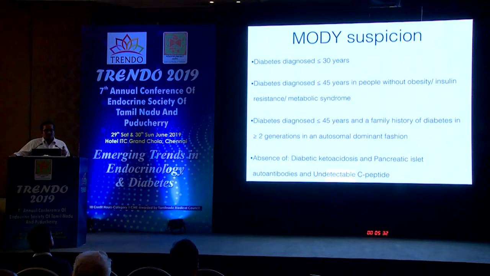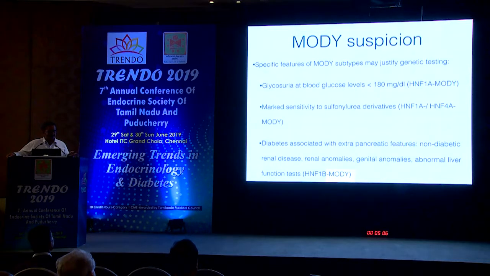So you suspect monogenic diabetes if you have any of these 3 important conditions. If the diabetes is diagnosed at less than 30 years, or at less than 45 if you don't have any evidence of obesity, insulin resistance or metabolic syndrome phenotype, or at less than 45 if there are more than 2 generations affected in an autosomal dominant fashion. And technically they should not be having DKA, and they should have a detectable C-peptide and absent pancreatic antibodies. There are very specific features they might have.